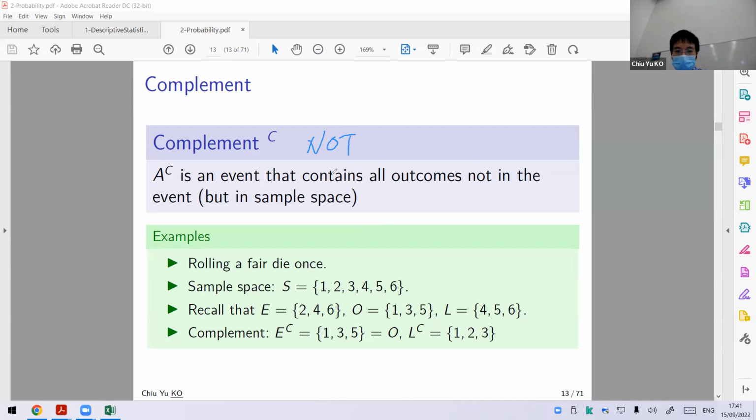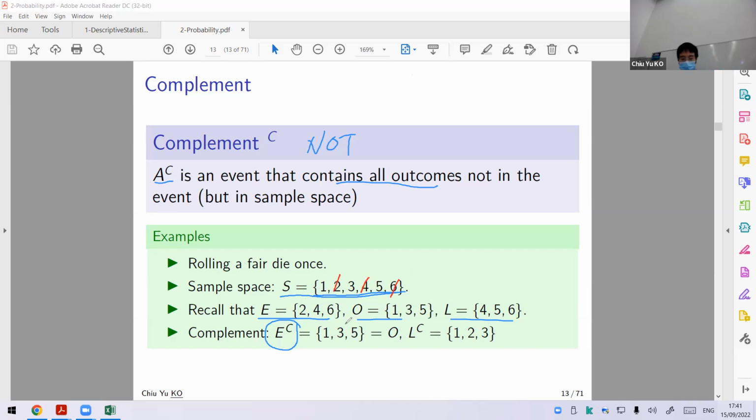A complement is all the things that are not in A. So let's see what it is. The sample space is 1, 2, 3, 4, 5, 6. E is even, O is odd. What is E complement? You go to the sample space and you kick out everything in E. E has 2, you kick out 2. E has 4, kick out 4. E has 6, you kick out 6. So you have 1, 3, 5.